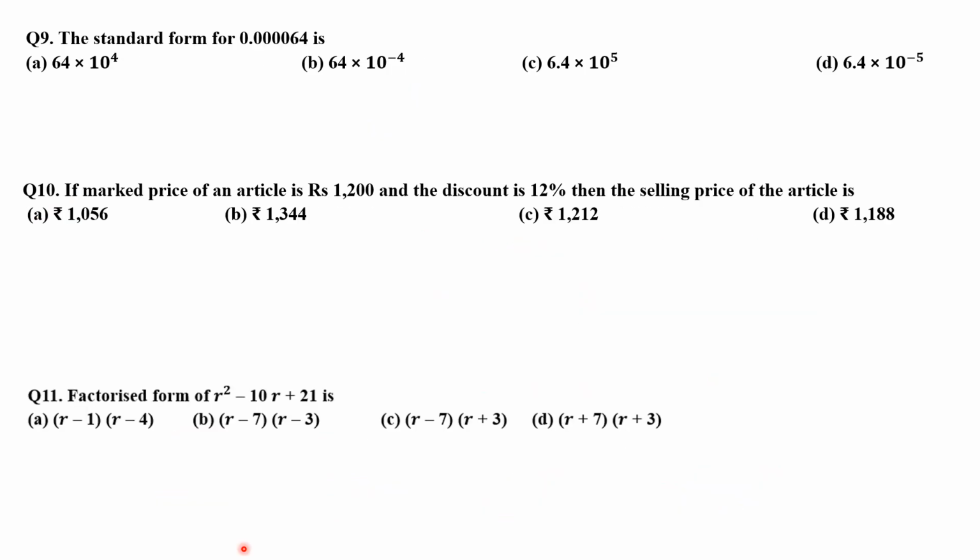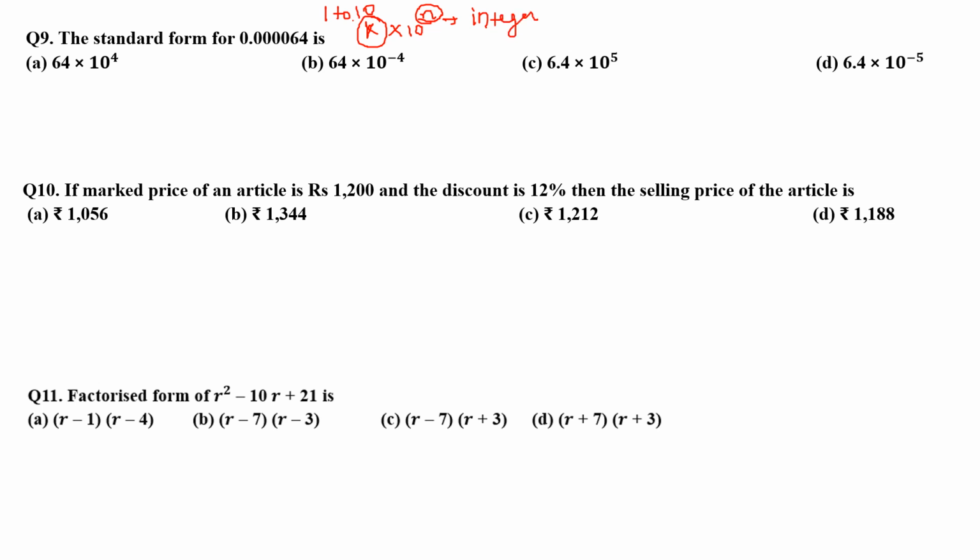So question number 9. The standard form for 0.000064 is. Now standard form means you have to write this number in such a way that it will be in the form of k into 10 to the power n, where k should lie from 1 to 10, where 10 is excluded and n can be any integer. Okay, so you have to represent this number in this form.